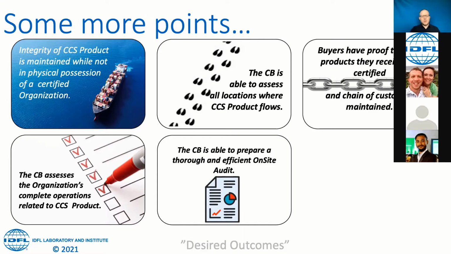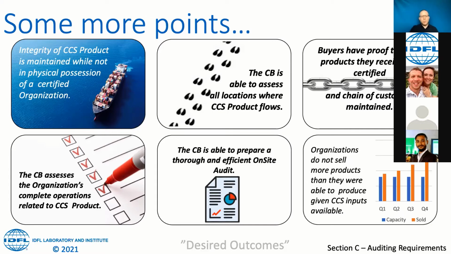And then next, the buyers have proof that the products they receive are certified and that the chain of custody is maintained. Any specific weak link within a specific organization or entity neglects the entire operation and the entire supply chain for all of the rest of the different providers.